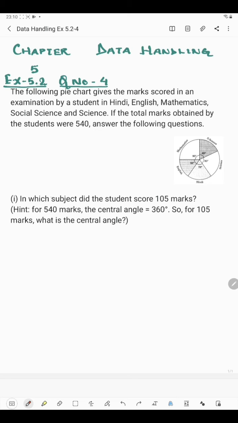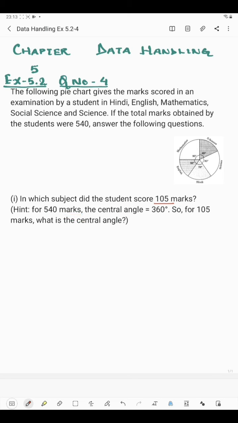Now in the first part, we have: in which subject did the student score 105 marks? Here all angles are given and we have to find in which subject the student scored 105 marks. Now here a hint is given that for 540 marks the central angle is 360 degree. So for 105 marks what will be the central angle? If you get the central angle, then we can easily find in which subject he has scored 105 marks, because the angle is given in the pie chart and by seeing the angle we can easily identify in which subject he scored 105 marks.